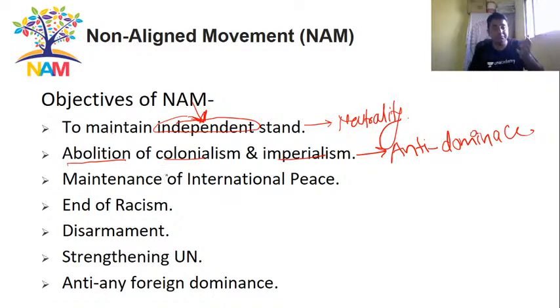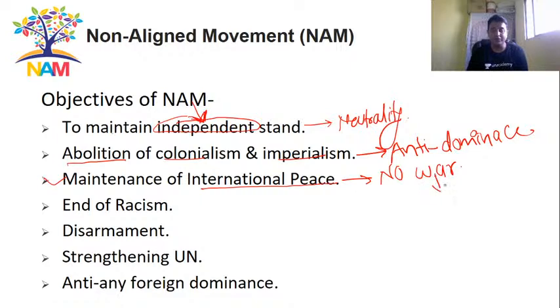Before the establishment of NAM, the member states were fighting against colonialism. They protested against it. They were against imperialism and they wanted the victims to be freed as soon as possible. So abolition of colonialism is another objective of it. Third, maintenance of international peace. In short, no war.